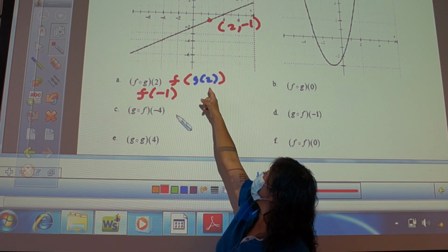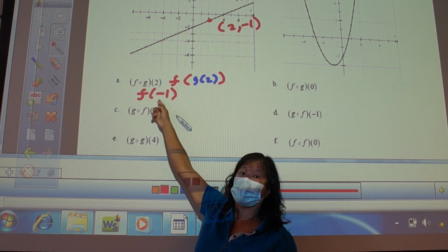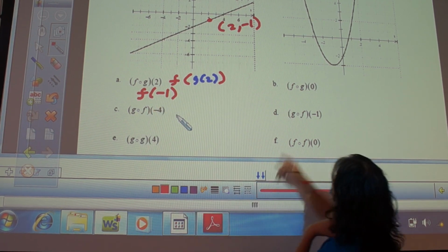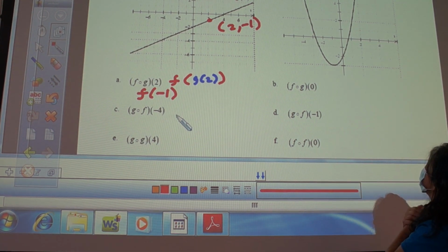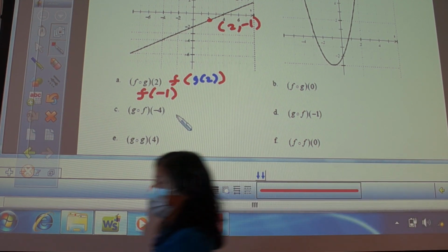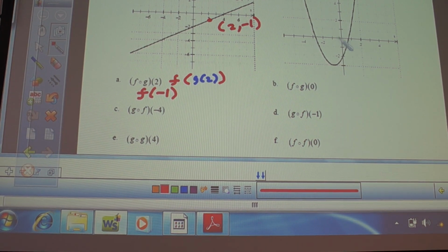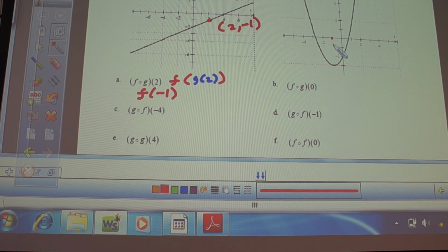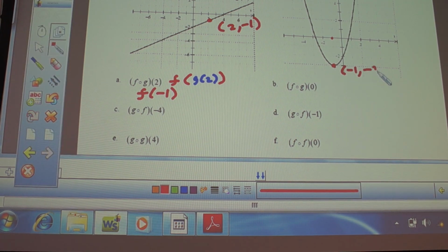Once you find that inside, say, well, what's my g of 2? Oh, it's negative 1. So write f of negative 1 instead. Now go over to f. What's f of negative 1? If I put negative 1 into my x, what do I get for my y? Negative 3, it looks like, yeah. F of negative 1, negative 1's right here. I go down, it's right there. So this is negative 1 comma negative 3. So this is equal to negative 3. Done.